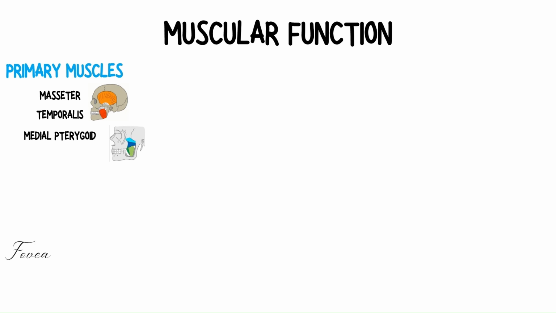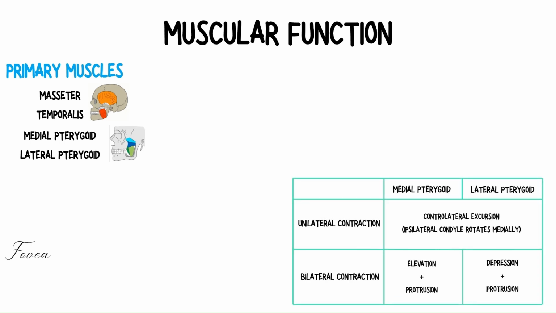A unilateral contraction of this muscle produces a contralateral excursion of the mandible. And the lateral pterygoid muscle, responsible for opening, lateral deviation, and anterior movement of the mandible. Unilateral contraction of both heads produces contralateral excursion of the mandible and rotates the ipsilateral condyle anteriorly and medially within the horizontal plane.